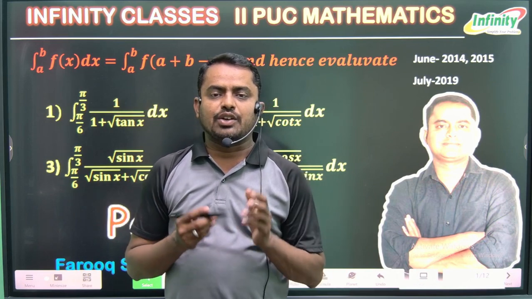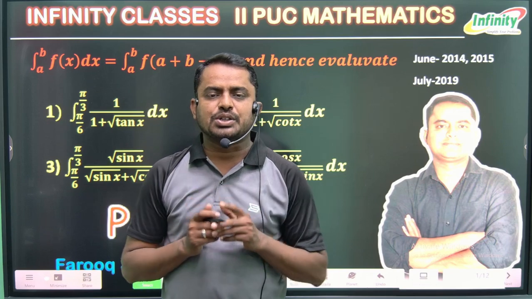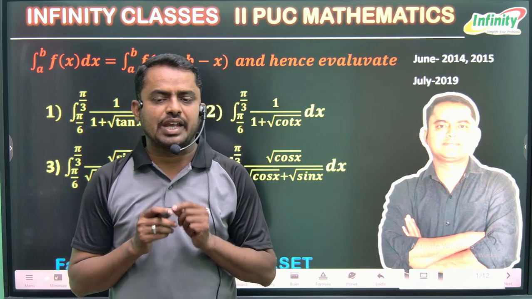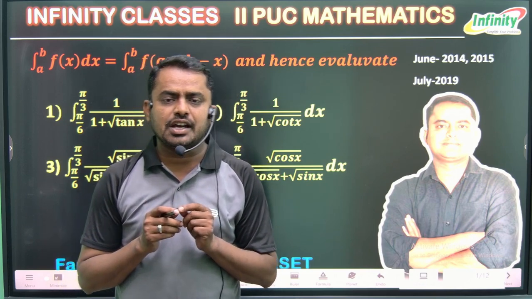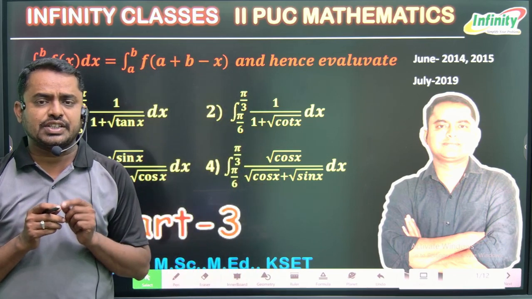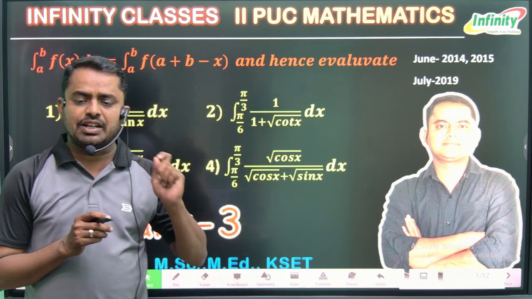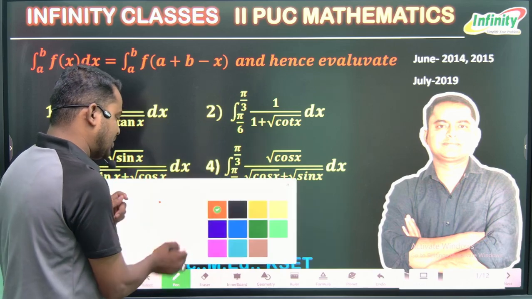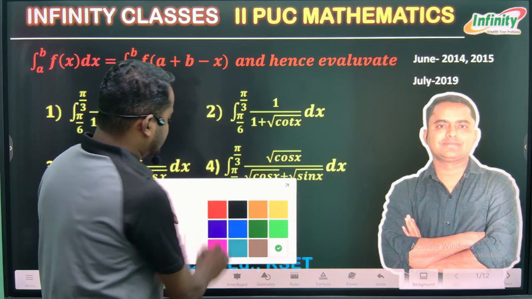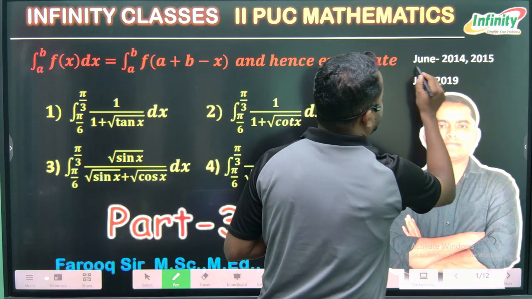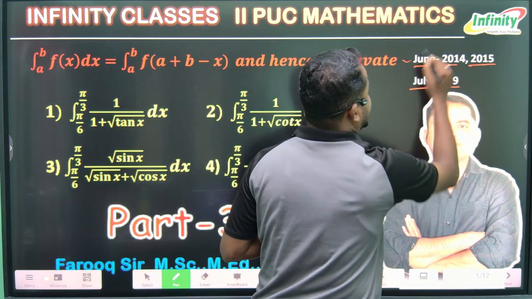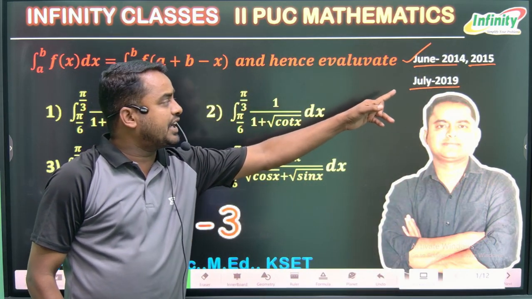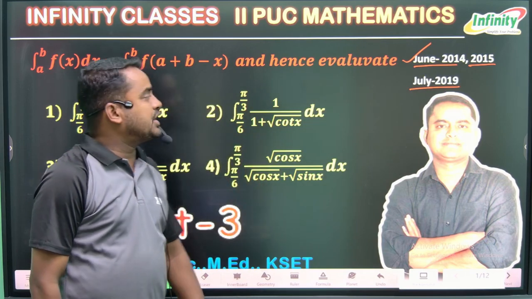In this video we are going to prove one of the most important properties that will be asked in Part E. It is a most likely question for 6 marks in Part E, question number 46. Proof and property will be asked in the examination. It is the most important property for your second PUC annual exam. This question has already been asked in June 2014, 2015 and July 2019. 3 times this property has been asked. So it is a very important property.